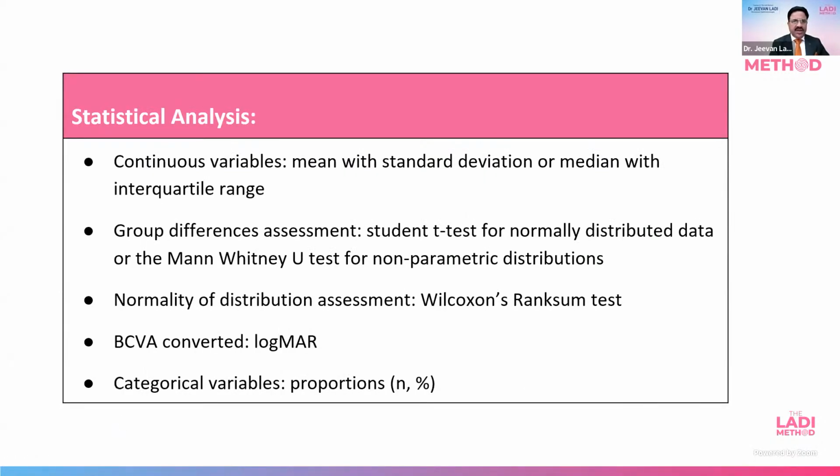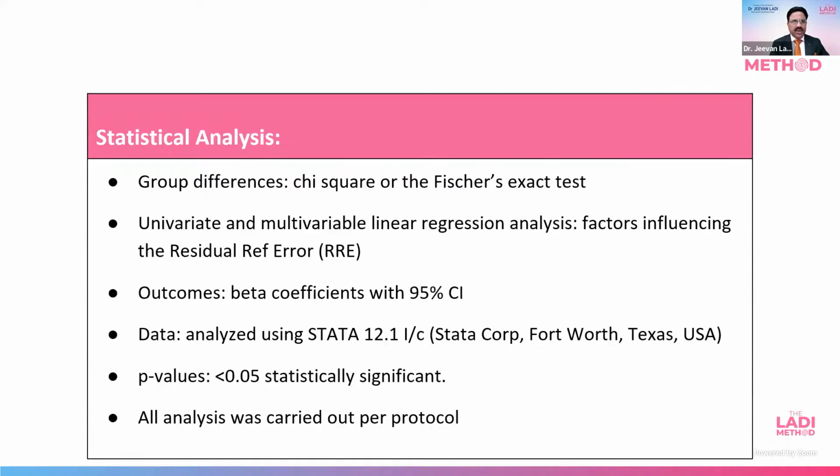Statistical analysis: continuous variables were expressed as mean with standard deviation or median with interquartile range. Group differences were assessed by Student t-test for normally distributed data or Mann-Whitney U test for non-parametric distribution. Normality of distribution was assessed by the Wilk-Shapiro test. Best corrected visual acuity was converted to logMAR, and categorical variables were expressed in proportions as number and percentage. Group differences were tested by Chi-square or Fisher exact test.